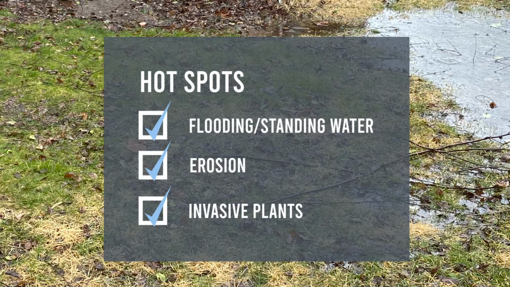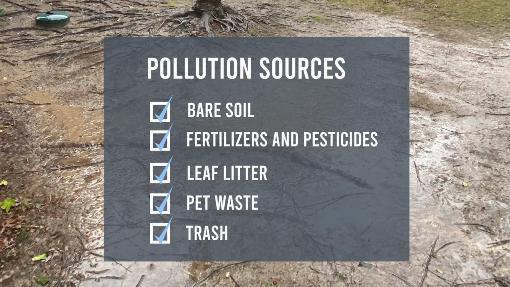As you observe the site conditions, you will also notice hot spots and evidence of pollution sources. Hot spots can be areas where there is flooding or standing water, bare dirt, or invasive plants. Pollution sources could be pet waste, trash, lawn chemicals, leaf litter, oil, or septic pollution. Take time to make notes about any hotspots or pollution sources you see and note them on your map.